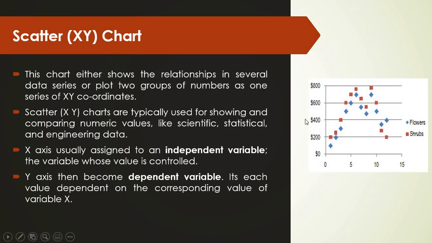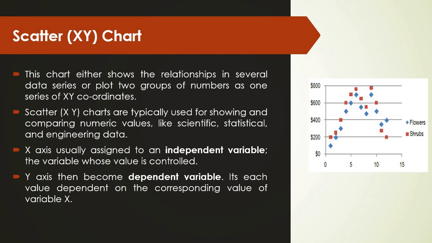And the last one is the scatter XY chart. This chart either shows the relationship in several data series or plots two groups of numbers as one series of XY coordinates. This chart shows uneven intervals or clusters of data and is commonly used for displaying scientific data, statistical data and engineering data. If there are many types of data, then you can show it by the scatter chart.